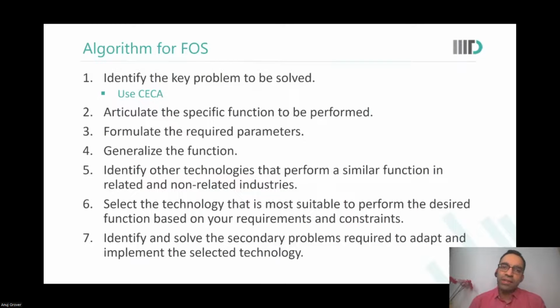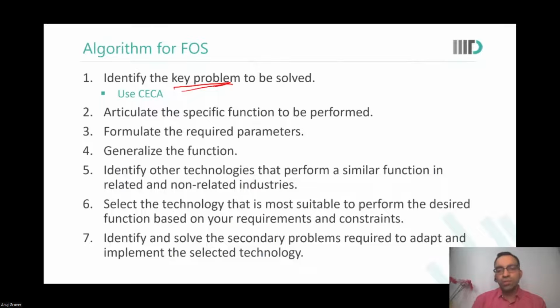So how it is usually done is, first you identify the key problem that needs to be solved. Articulate the specific function to be performed. List down the parameters. Okay, I want the weight to be this much, I want the strength to be this much, this kind of pressure it should be able to bear. So formulate the required parameters also. So I'm working between pressure and weight and all those things. Now you generalize the function. Identify other technologies that perform a similar function in both related and non-related industries.